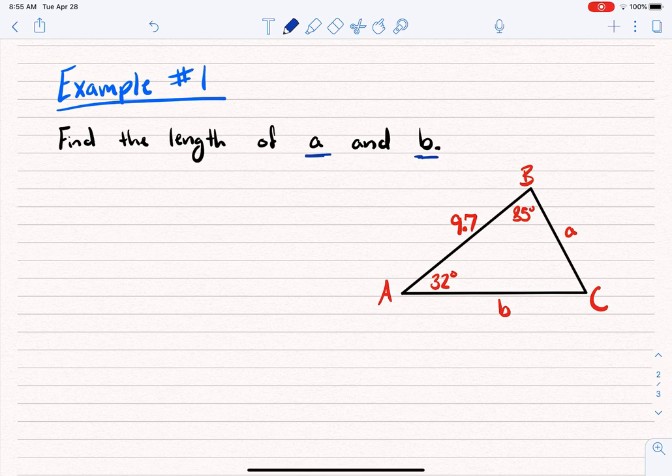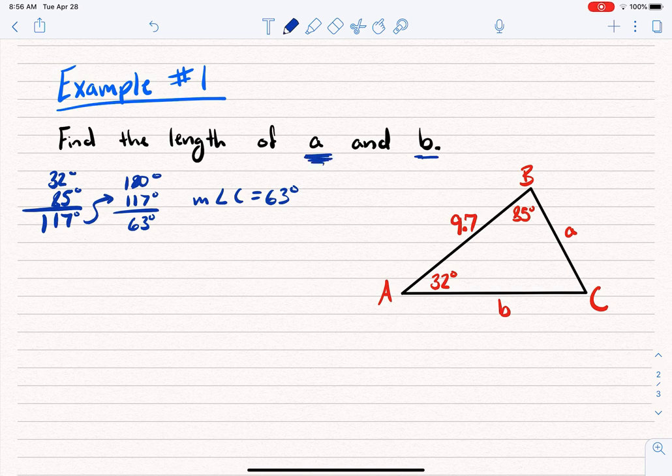So we can take a look at this and say, well, I know that 32 plus 85 adds up to 117. And so then I can take that 117 and subtract it from 180, and what's left over is 63. And those are all degrees. And so we know, therefore, the measure of angle C has got to equal 63 degrees. That's pretty simple. Okay, so that's what we know going on. But the problem asks us to find the length of A and the length of B. Now, we had to find the measure of angle C to do that.